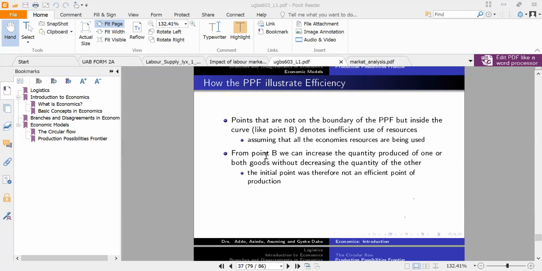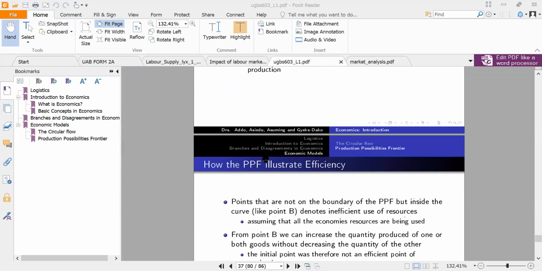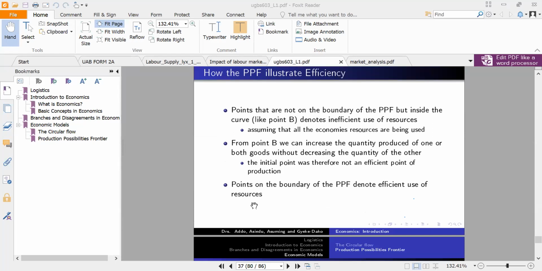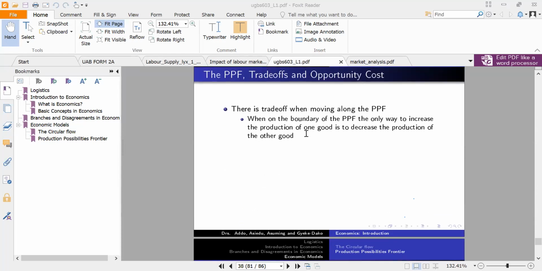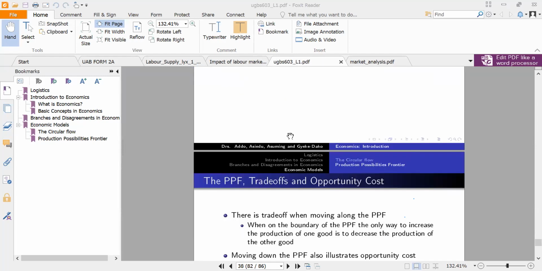So for point two, we can increase the quantity produced of one or both goods without decreasing the quantity of the other. But if you're on the frontier, I said that, there's a trade-off when moving along the PPF. When on the boundary of the PPF, the only way to increase the production of one good is to decrease the production of the other. That is the situation on the PPF. The only way to increase one is to decrease the other.